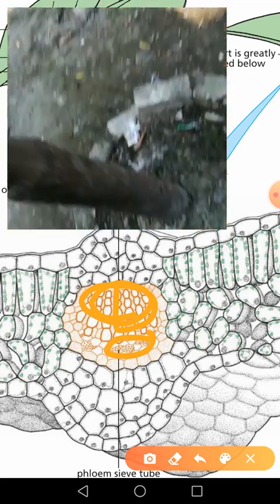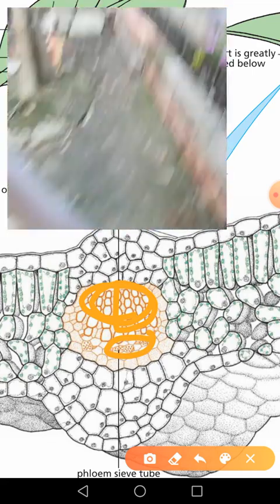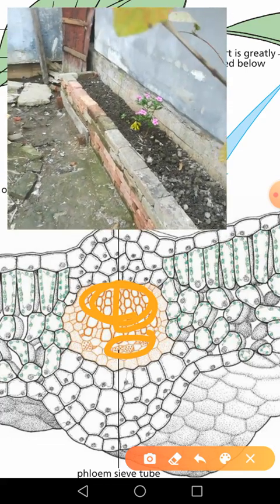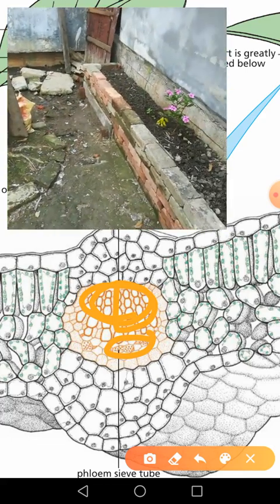The leaf has fallen down. I think it can't take that we are studying.